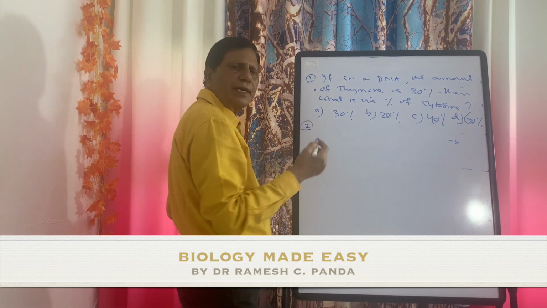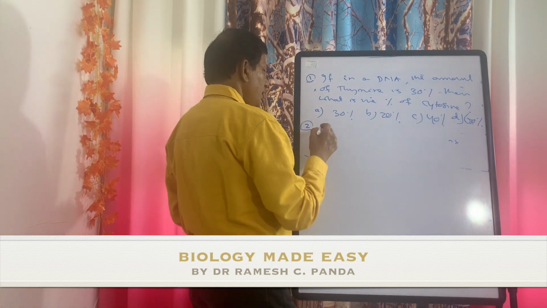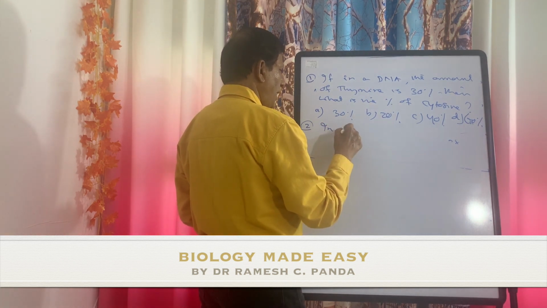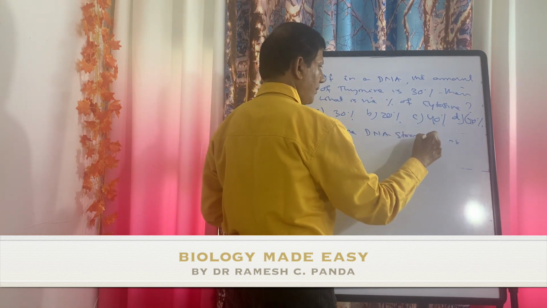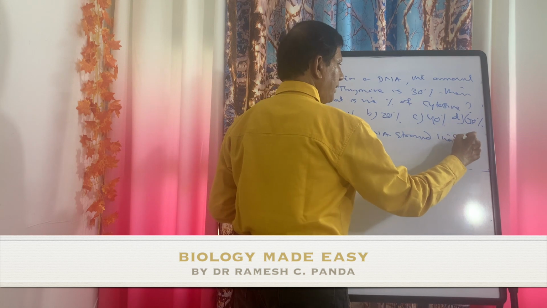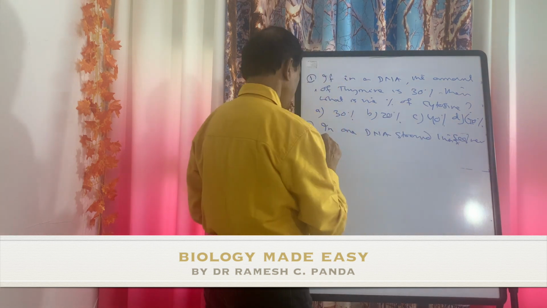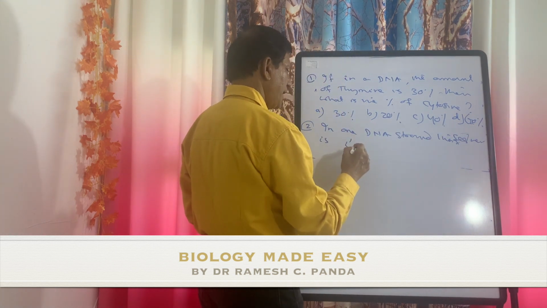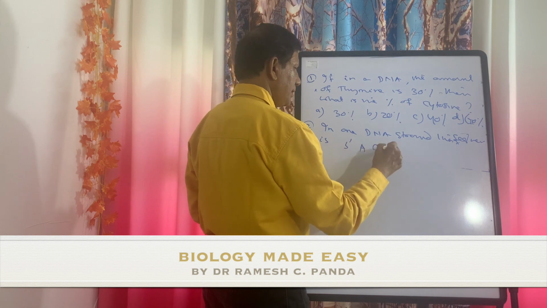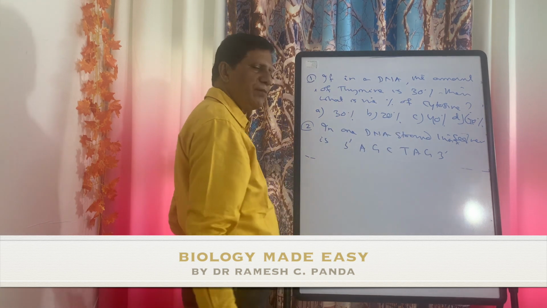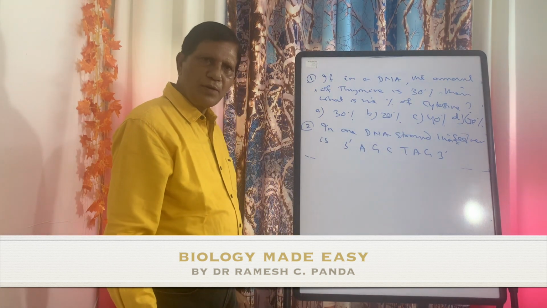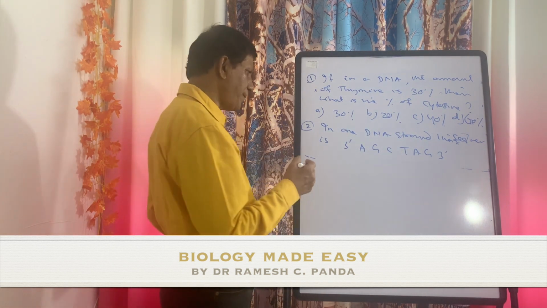Then second question. In one DNA strand, the sequence is 5 prime A G C T A G 3 prime. Then what is the sequence in the other one? A choice.